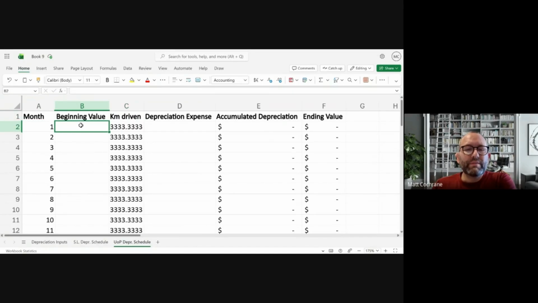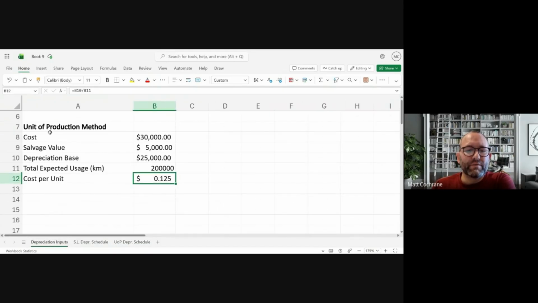All right, so the beginning value that we want to put in here is going to be the same beginning value as before. So we just got the cost here.